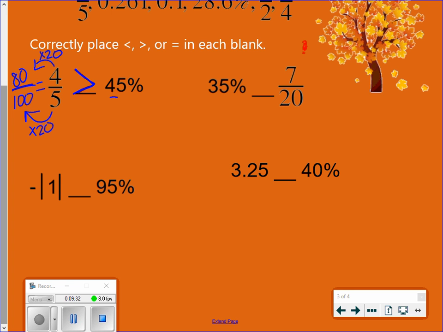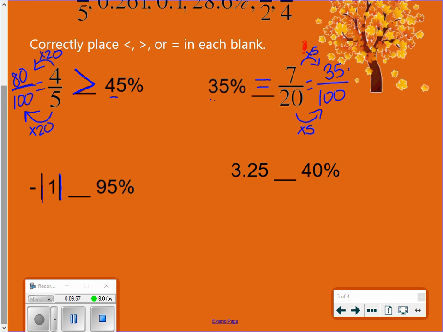Okay, again, I can do a percent pretty easily right here because percents are always out of 100. To get from 20 to 100, I multiply by 5. Again, we're just making equivalent fractions. Okay, and we do the same thing to the top and bottom. So that's going to make it 35%, 35%. Oh, those are equal.